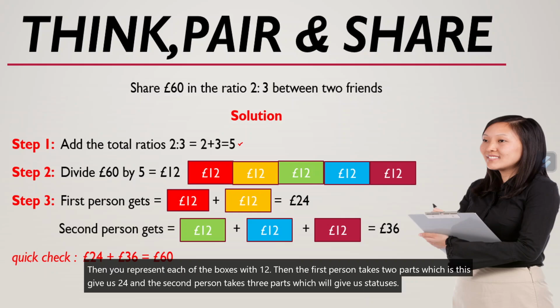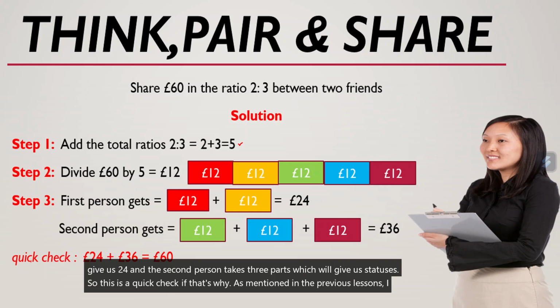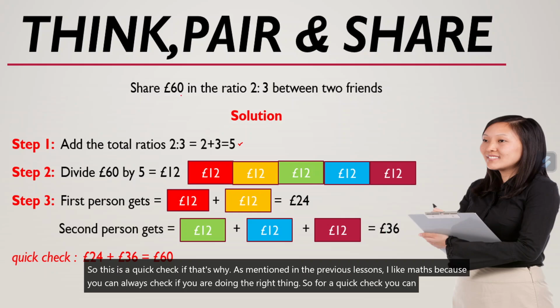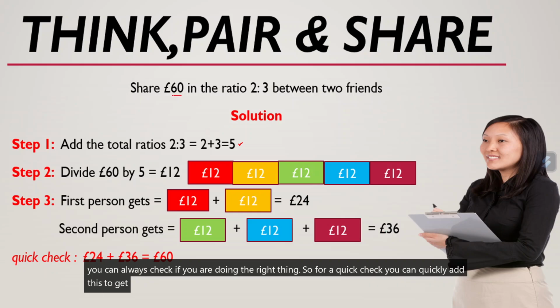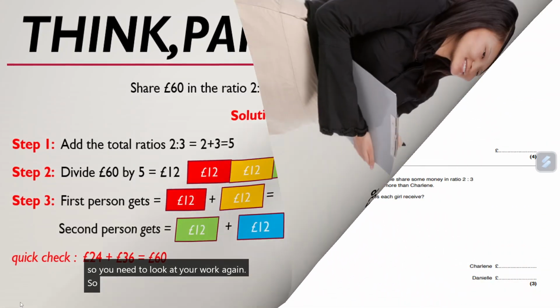So this is a quick check. As mentioned in the previous lessons, I like maths because you can always check if you are doing the right thing. For a quick check, you can add these to get the original amount. If you don't get the original amount, there's a problem somewhere, so you need to look at your work again. So let's move on.